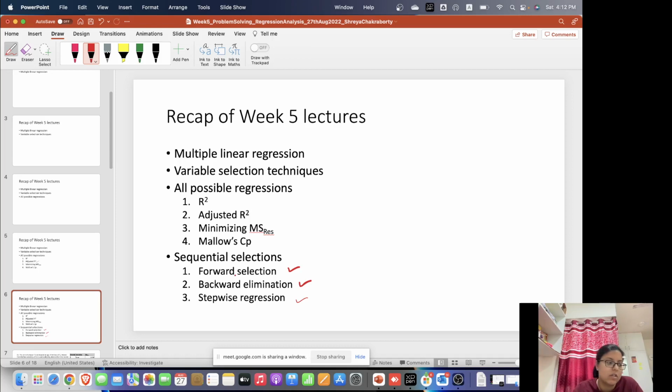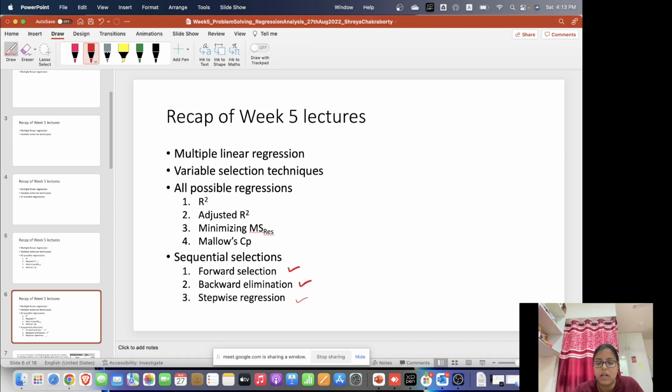Any doubts from the lectures? Ma'am, I'm a little confused in forward selection and stepwise. Okay. See, in forward selection, we are selecting the most significant variables one at a time, and we are not going back and checking whether whatever we have included is retaining significance or not. But in stepwise regression, we are including variables and then going back and checking whether, after inclusion, all my previously included variables are still significant or not. This is the basic difference between forward and stepwise regression.